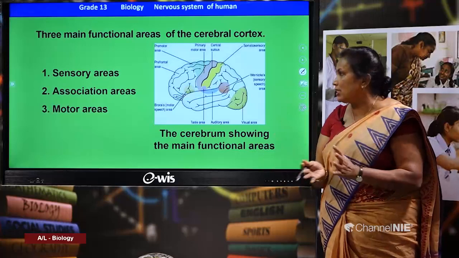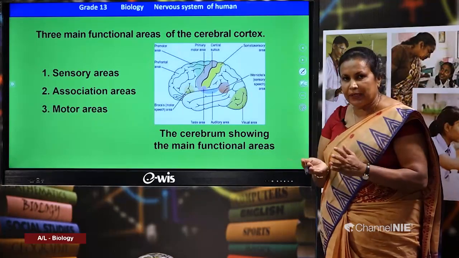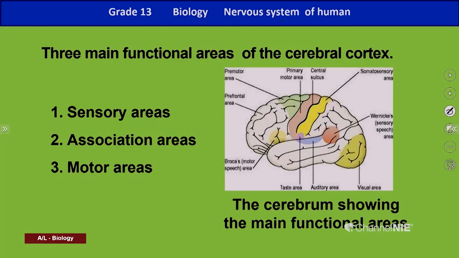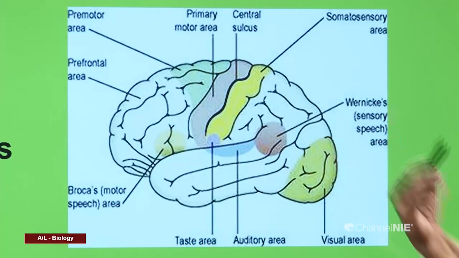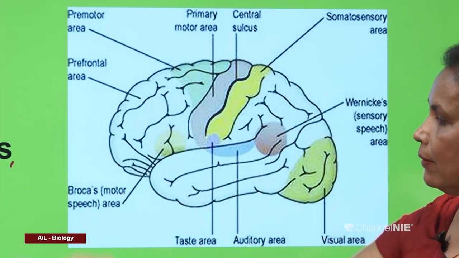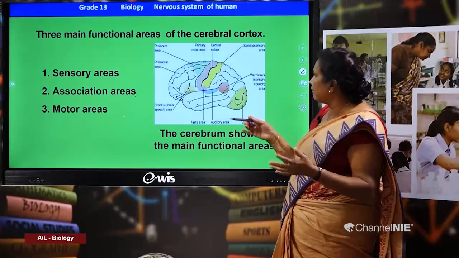We studied the gross structure of the human cerebrum. Now, it contains a number of functional areas. You can see the cerebral cortex contains a number of functional areas, which are known as sensory areas, association areas, and motor areas. These are present in different parts of the brain.